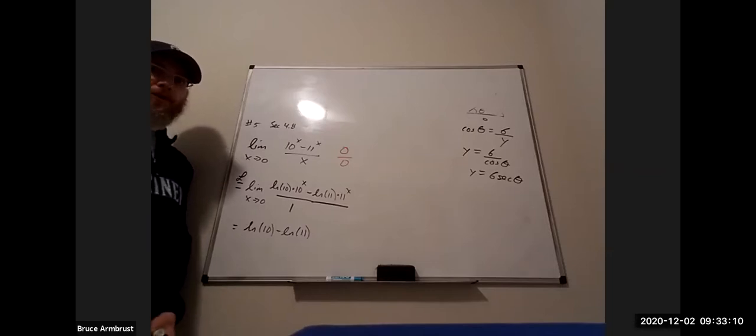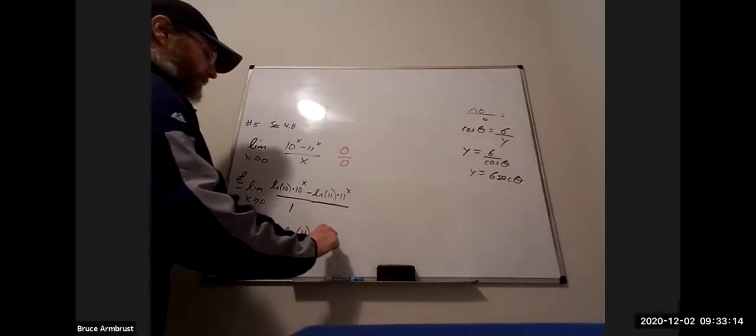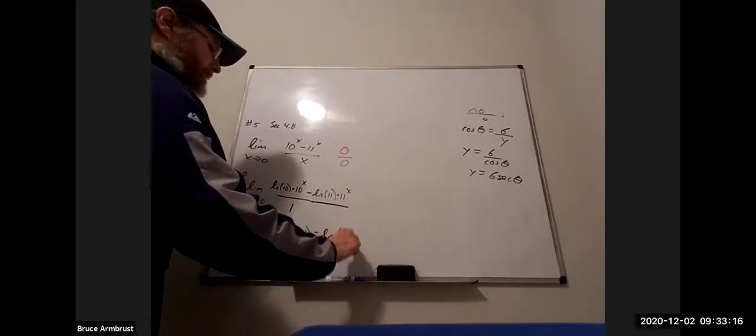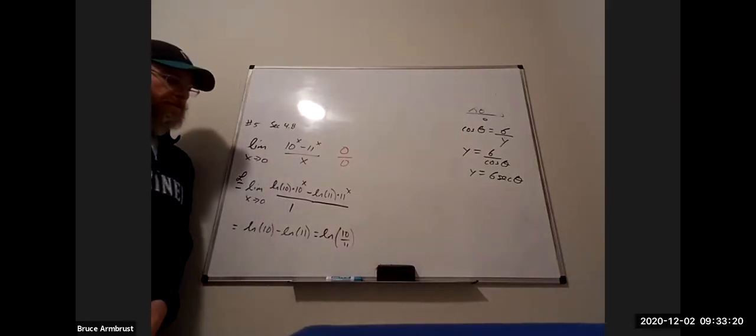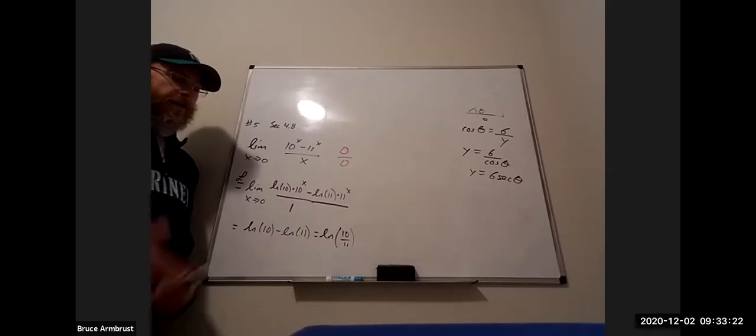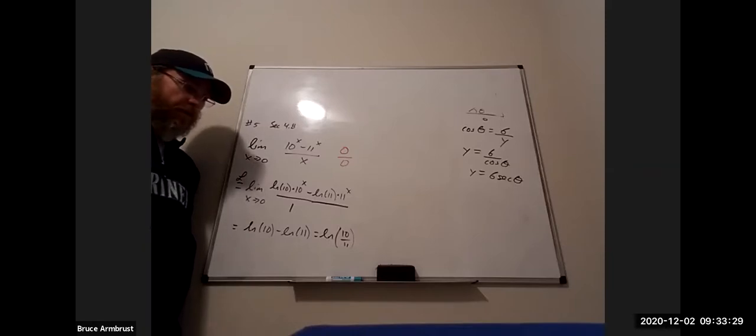There are a lot of things we could do to this. If you wanted, since it's a subtraction of logs, we could write it as the log of just 10/11ths. So natural log of 10/11ths. You can punch this into your calculator and get a decimal. That's fine too. But there's the limit for this function.